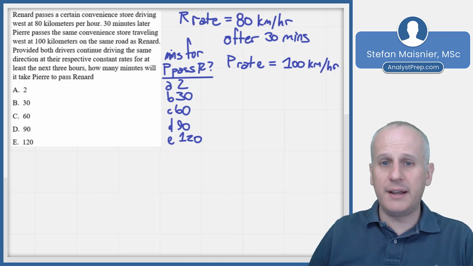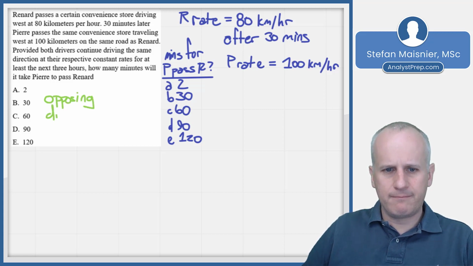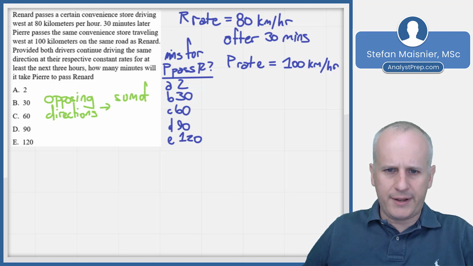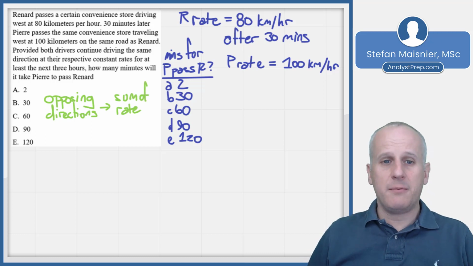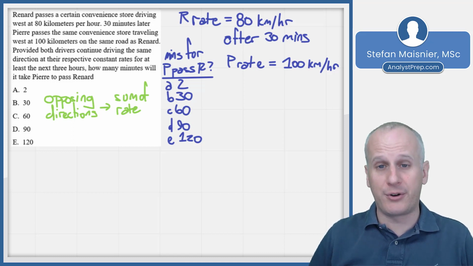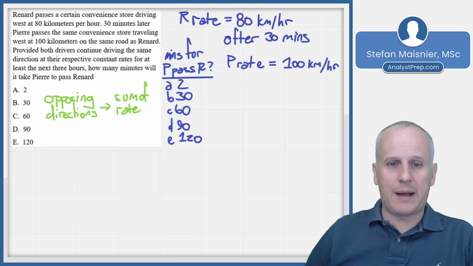So another concept that can come up is the idea of directional rates. So when you have opposing directions, then you just take the sum of the rates. So, for instance, if Renard and Pierre were driving in opposite directions, they would be 180 miles further away from each other after an hour because 80 kilometers going one direction and then 100 kilometers going the other direction would be 180 kilometers when they're going opposite directions.